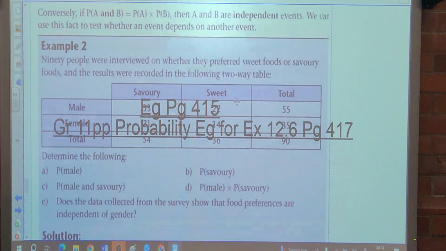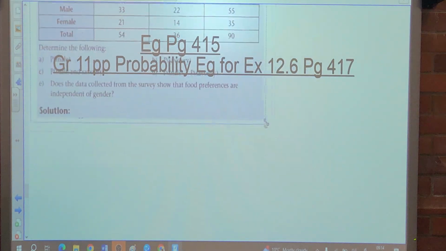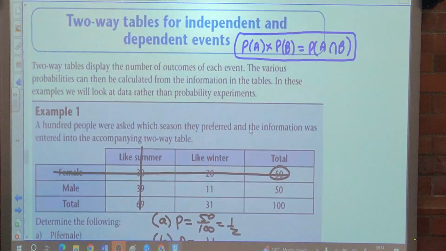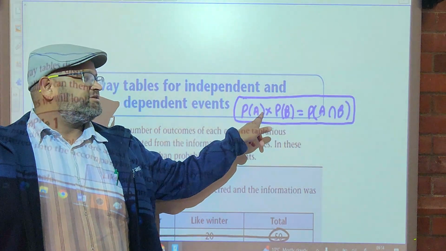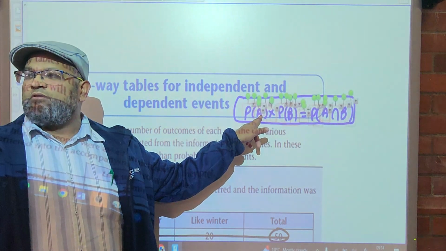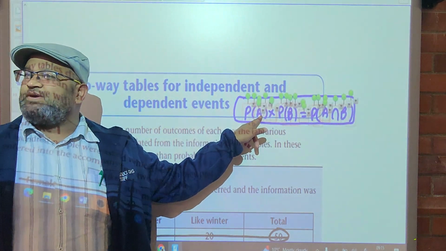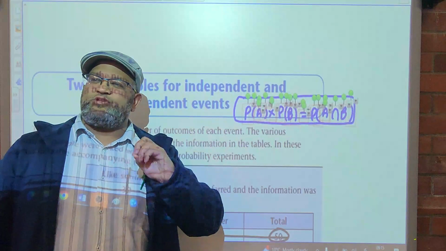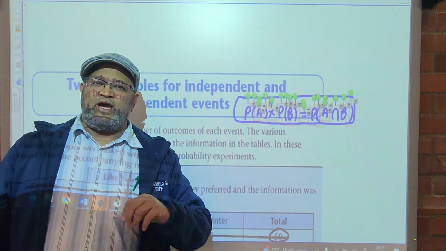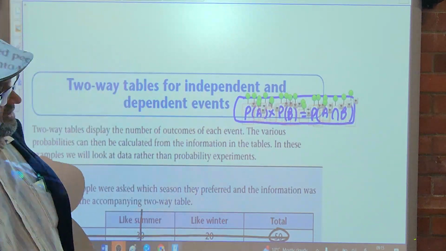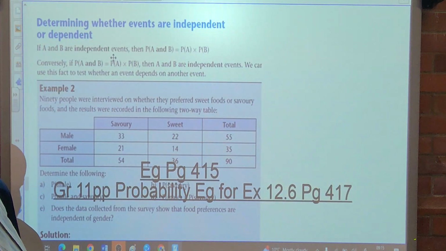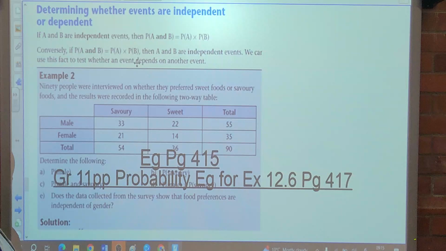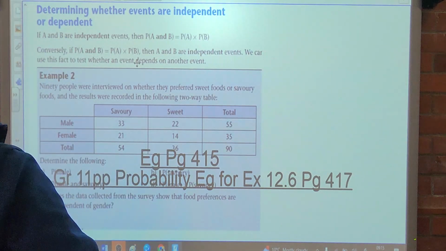Determining whether events are independent. Okay, and remember, whenever you read independent events, this should come to mind. Okay, the probability of A times the probability of B will be equal to the probability of A and B, or A intersection B. Whenever you see that word, that should come to mind. Okay. So determining whether events are independent or dependent.